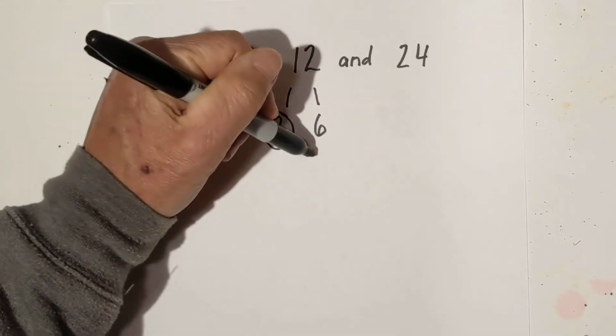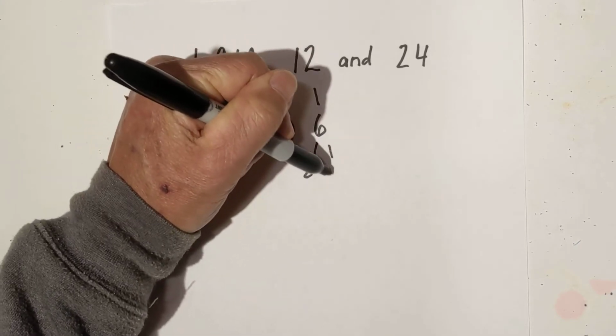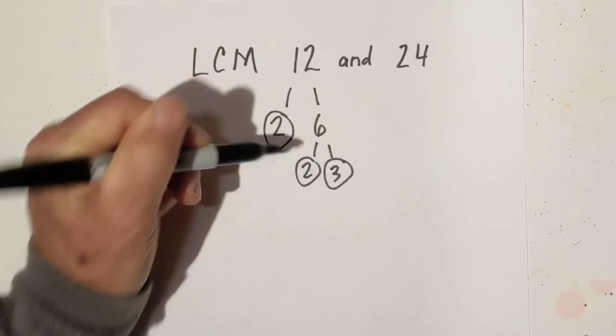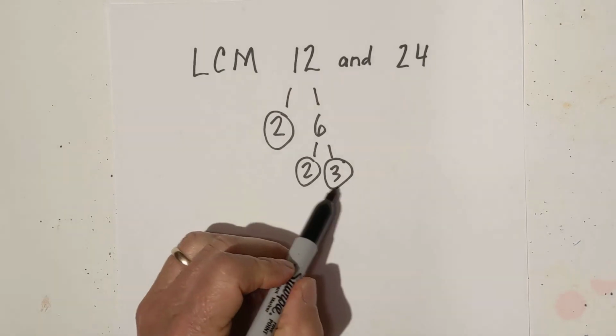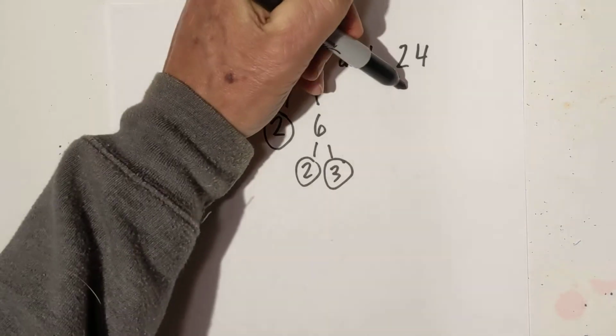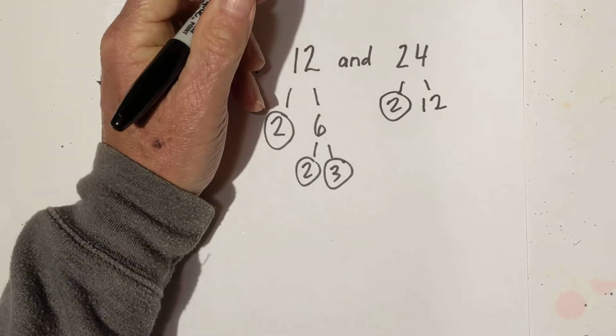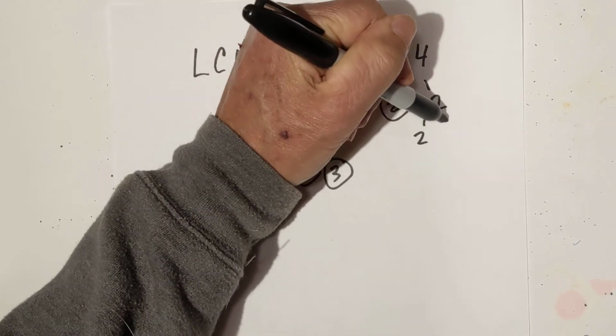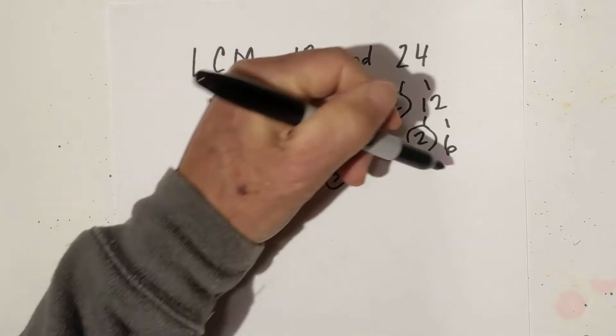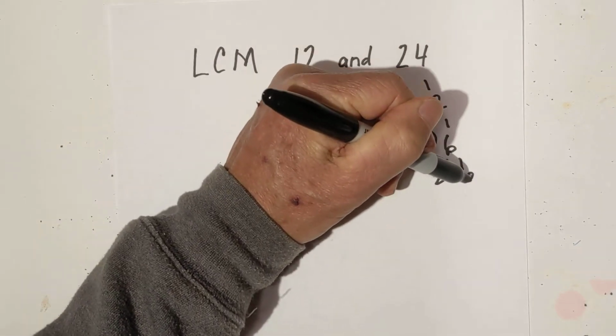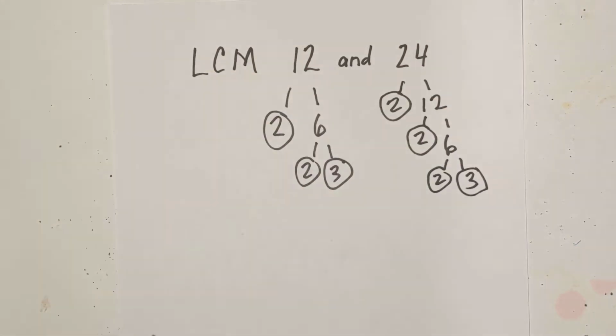Let's see, 2 times 6, circle the 2 because it's prime, and then 2 times 3. Circle both of them, and they're prime. Now we're down to prime numbers, so we know that we have all the factors. And then 2 times 12 is 24, and then we have 2 times 6. Remember, notice I'm circling all the primes, and then 2 times 3. Okay, so now we have it down to the factor trees.